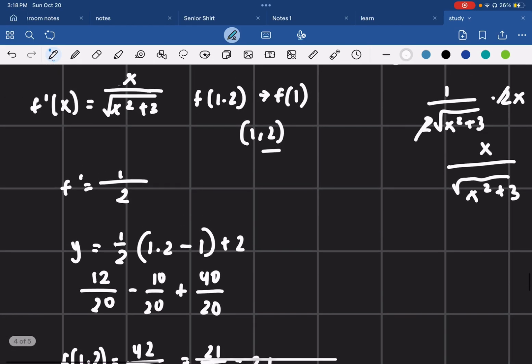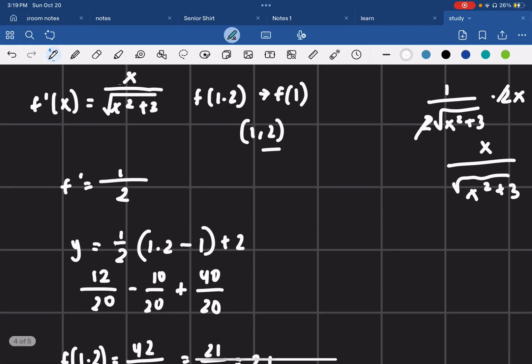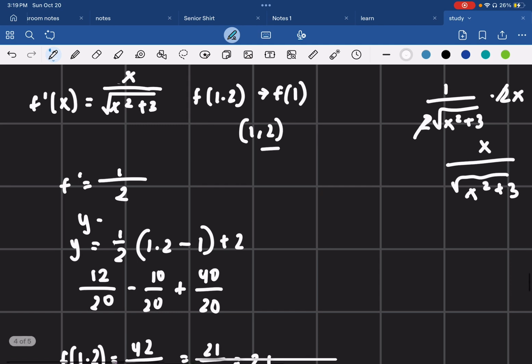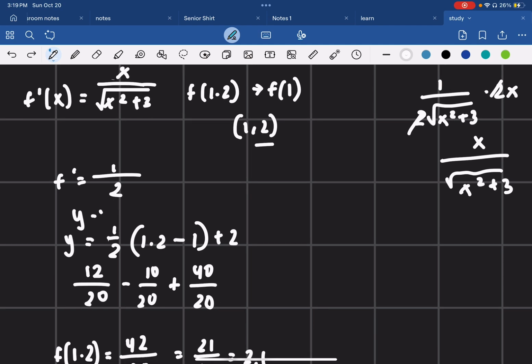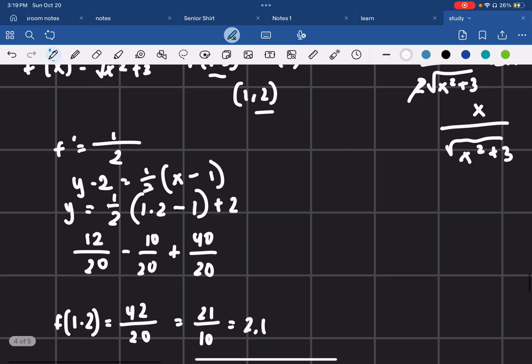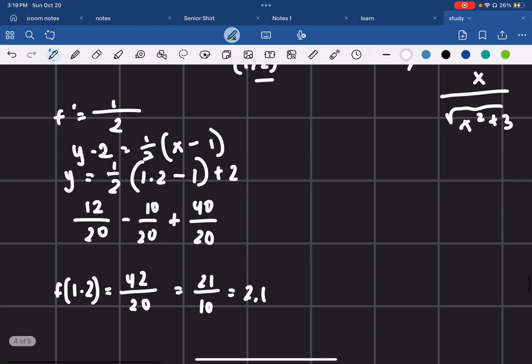Now let's make our equation. Pretty simple again. It's going to be your y minus your y value, so minus 2, is equal to your slope, 1/2, times your x minus your x value, which is 1. Move the 2 over to the other side and substitute your real x value in for x. y equals 1/2 times 1.2 minus 1 plus 2. Now we're going to simplify this out.